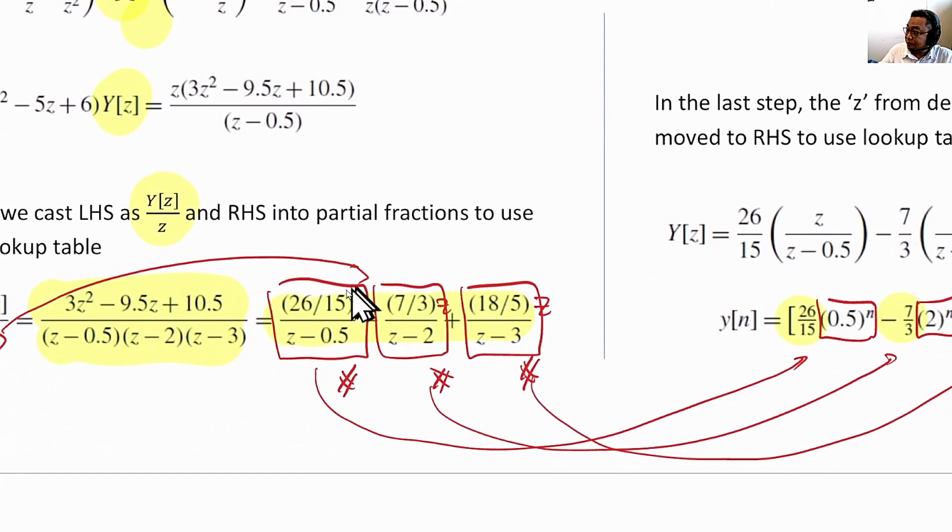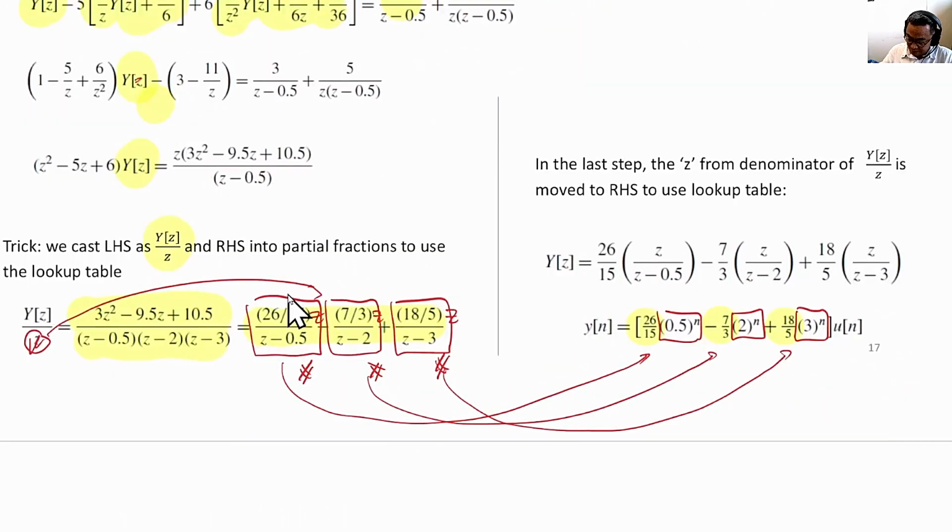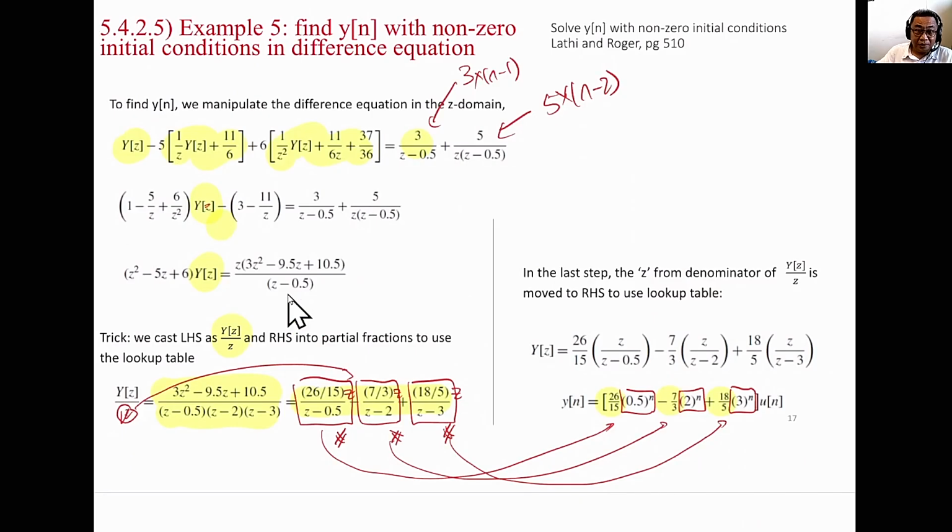Okay, with that we end our discussion for finding y[n] with non-zero initial conditions. Thank you.